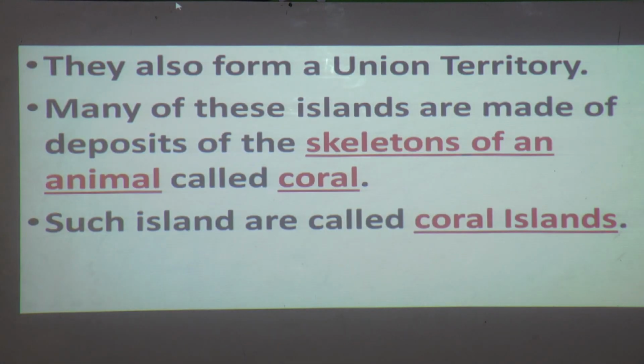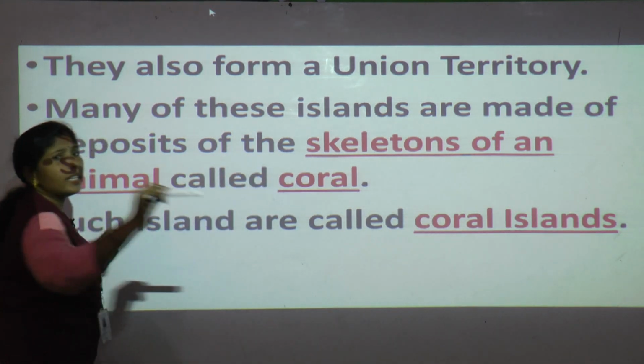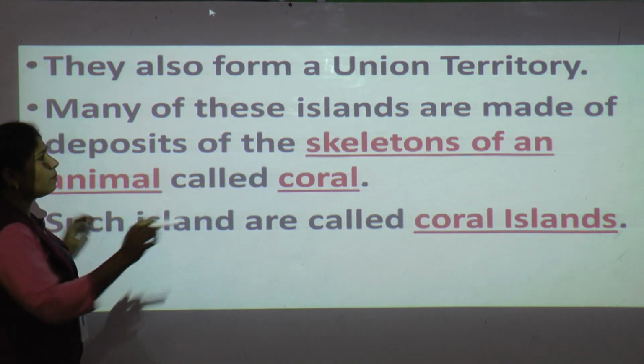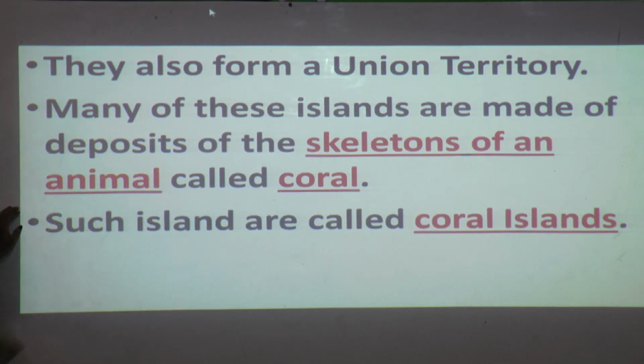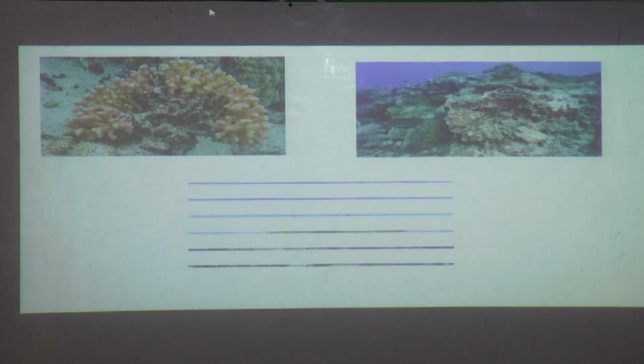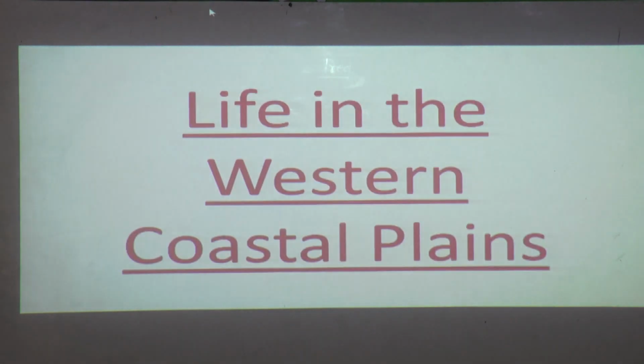What else have we studied? It is made up of coral islands. The deposit of the skeletons of dead animals, a group of skeletons of an animal, is called coral. So such islands are called coral islands. This is an image of corals.